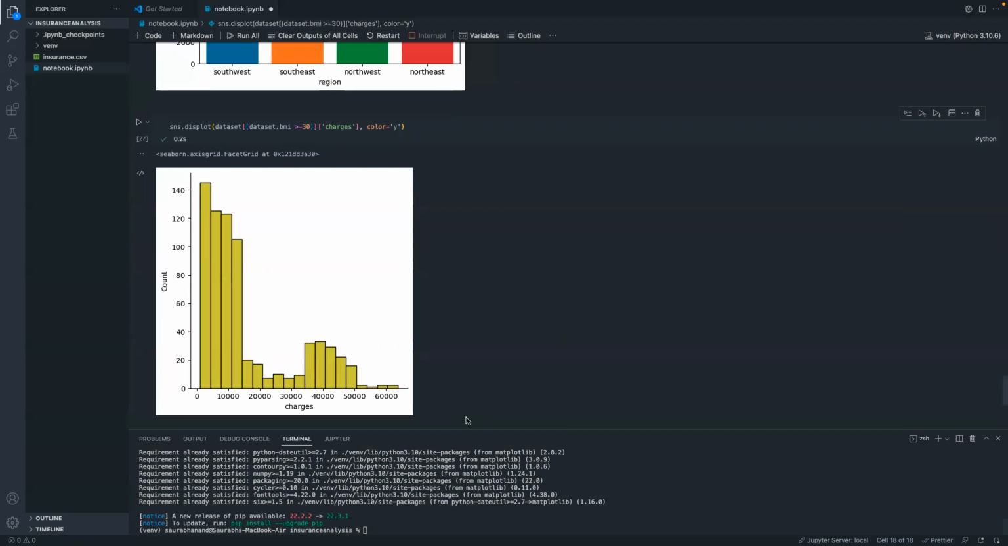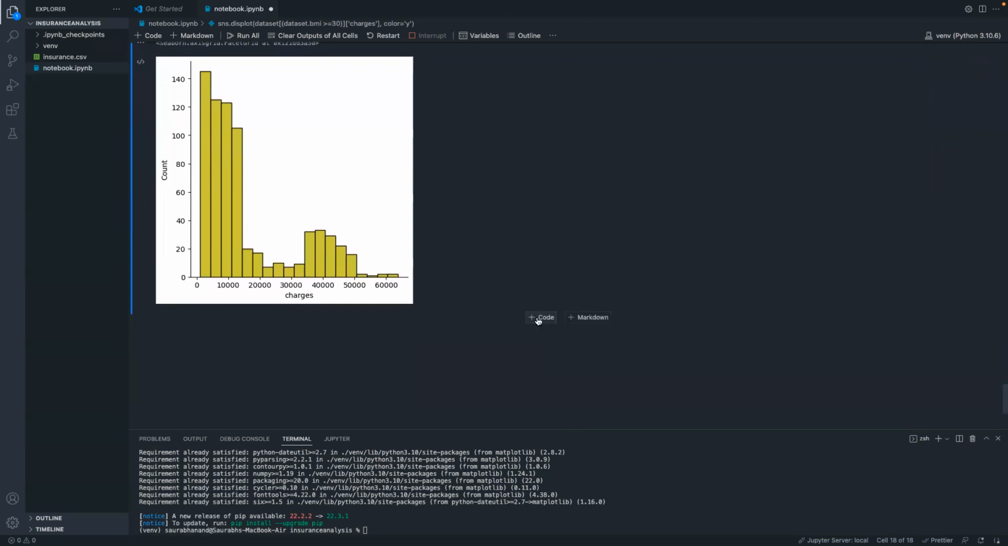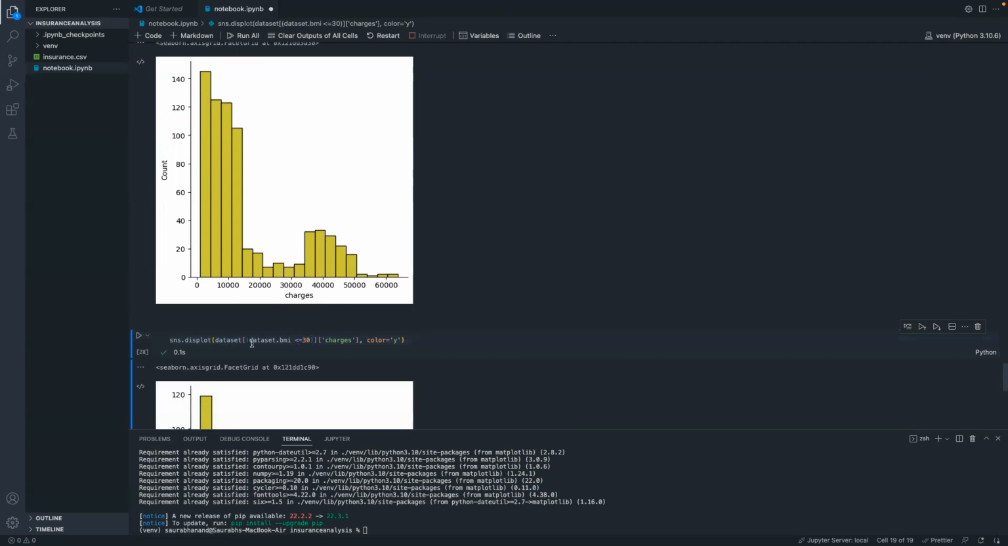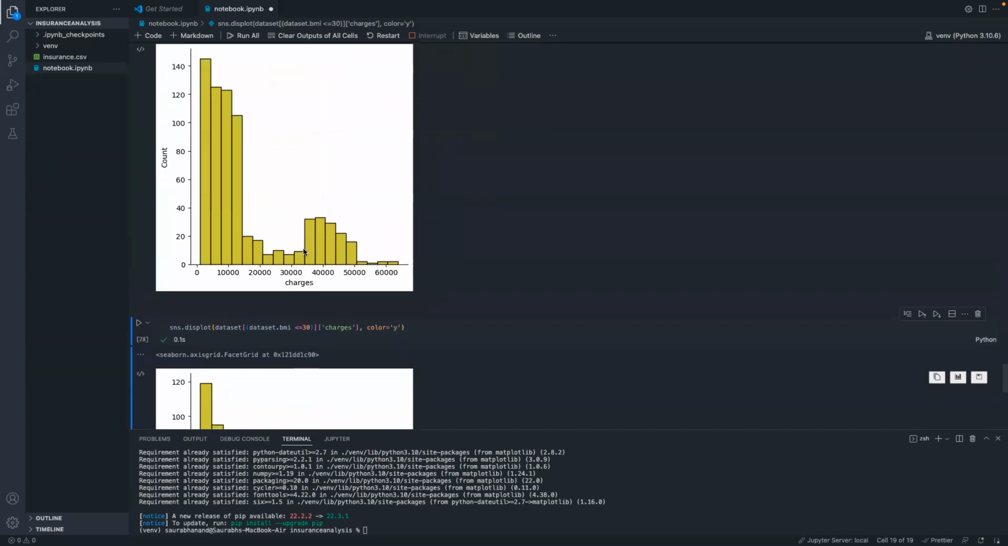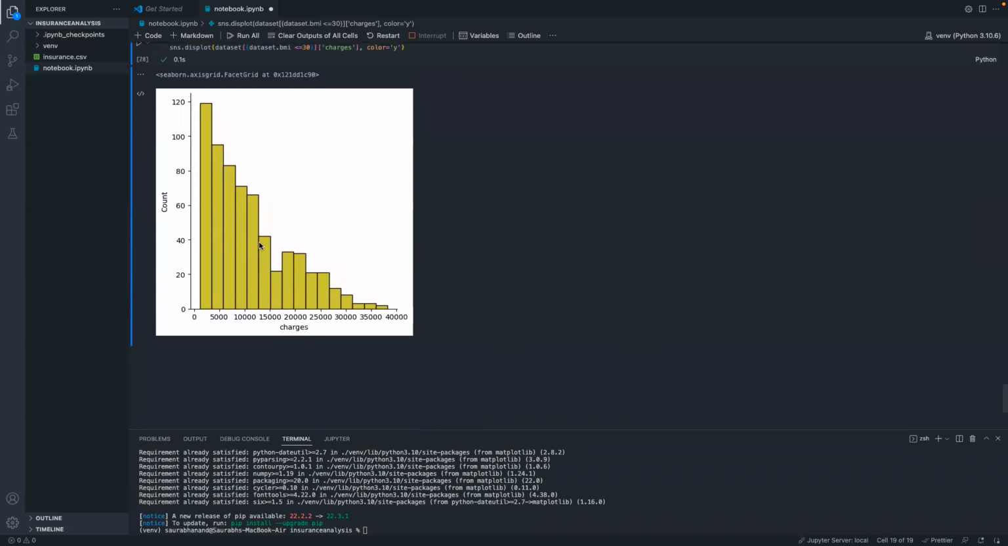Now my main thing is to compare it with people whose BMI is less than 30, meaning those who are not obese. So let's get into it again. I just changed the BMI to less than 30 and let's see what we get here. As you can see, the graph has shrunk a bit. You can clearly see from the values that people who have BMI less than 30 pay less insurance because they are not obese. So that was for this question.